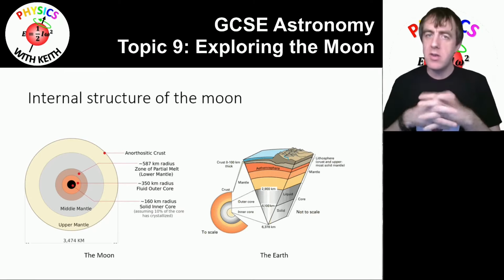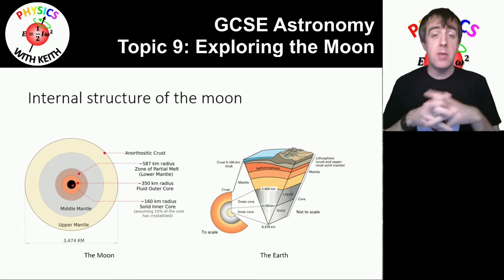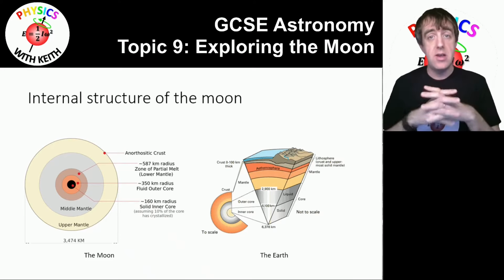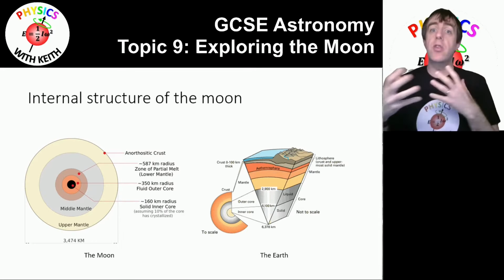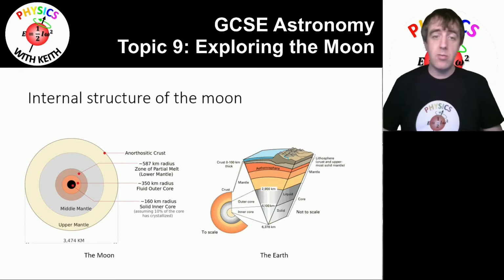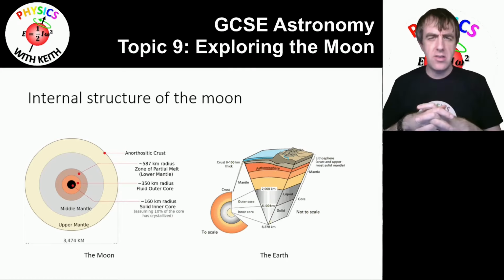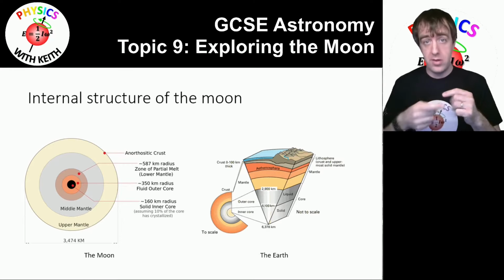One of the ways we determined the internal structure of the moon is by observing how the moon rotates, as it librates, and using fluid dynamics to model that sort of motion. By doing that, we figured out what the inside of the moon looks like. There are also gravity sensors and things that are on probes that orbit the moon.